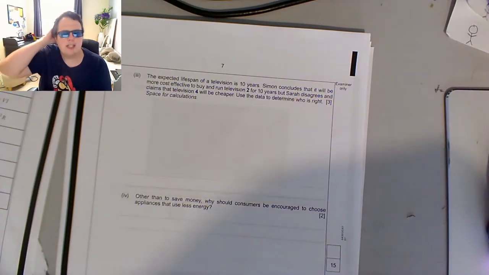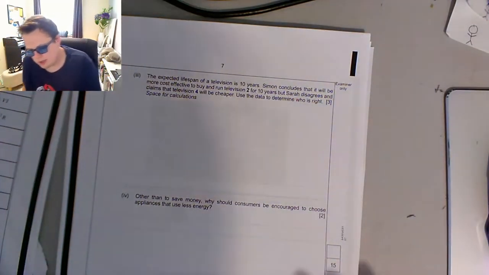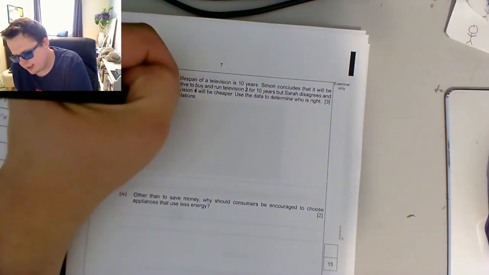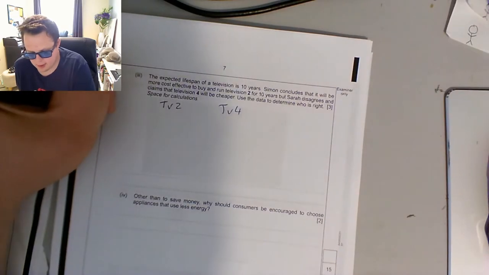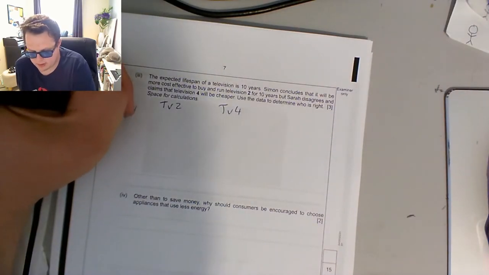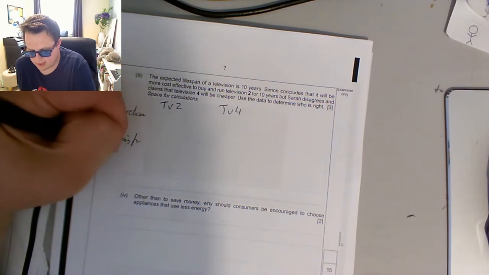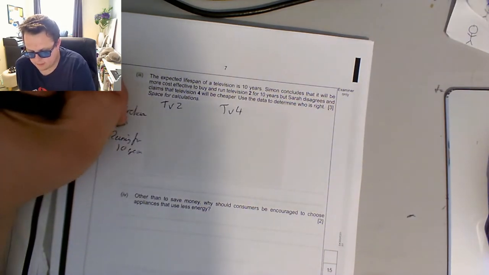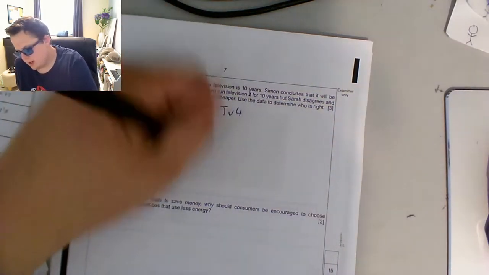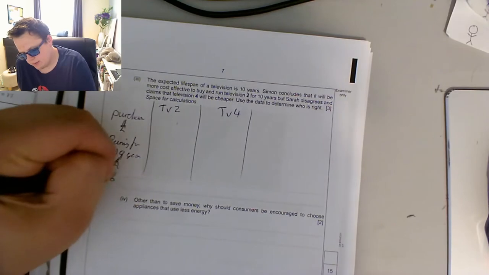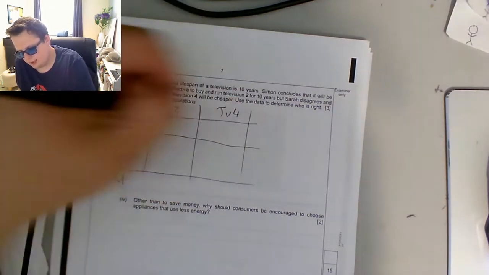Okay, so variety of ways of doing this. Personally, for me, I would do it this way. So I would have a nice little table here: TV2, TV4. We would have purchase. We would have running for 10 years. Put a pound sign. And then we'd have a column for total. Like so, and we could have a look.